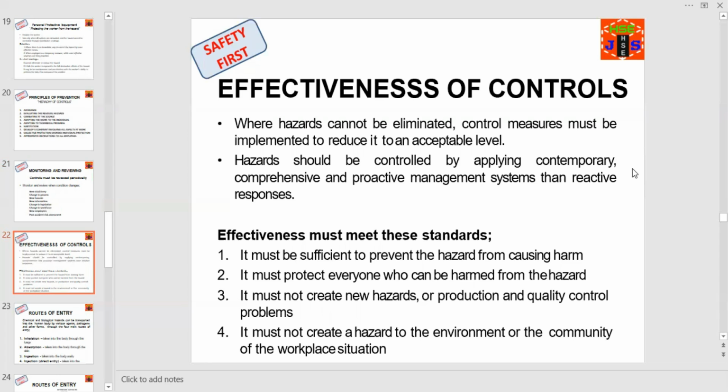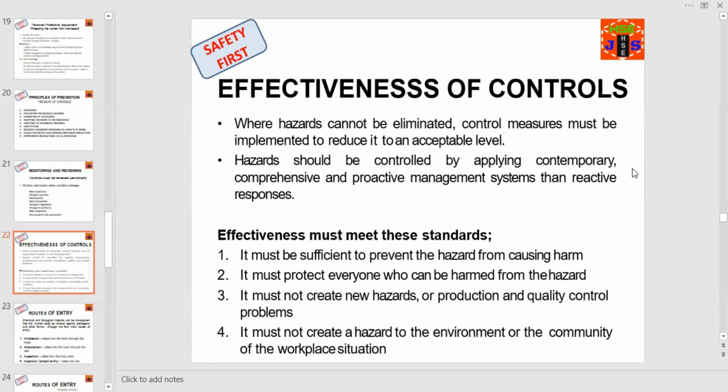Where hazards cannot be eliminated, control measures must be implemented to reduce it to an acceptable level. Hazards should be controlled by applying contemporary, comprehensive, and proactive management systems rather than reactive responses.